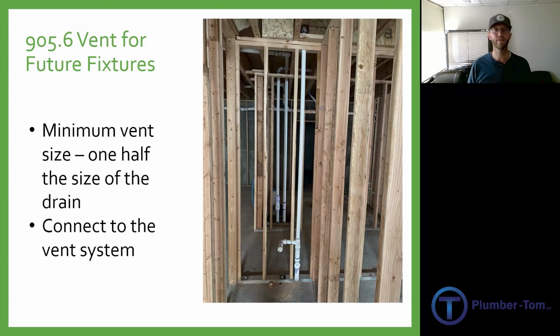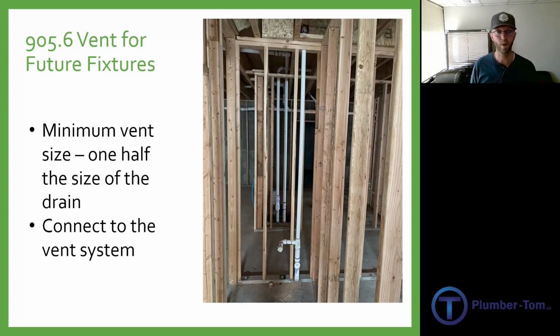905.6 talks about vents for future fixtures. Imagine you're in an unfinished basement and you need to provide some pipes for a bathroom group down there, but you know it's not going to get finished at this point. Code requires that you do connect a vent for the drains in that system. The minimum vent size for that is 1/2 the size of the drain, which means you're going to have a toilet there. 1/2 of a 3-inch pipe would be a 1.5-inch vent would be the minimum size for those drains being served.